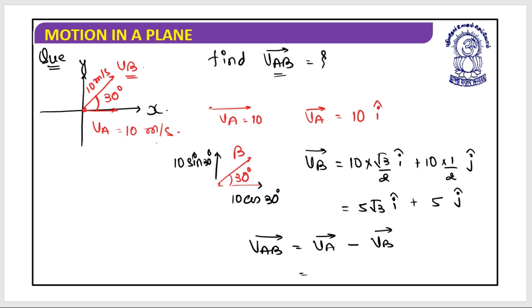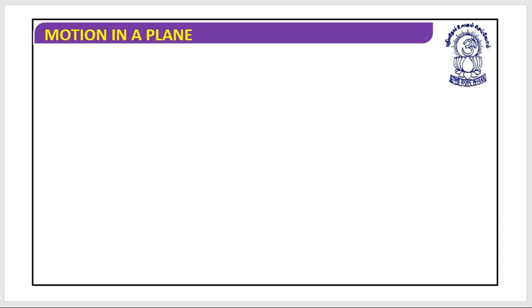Yes. So can we do this? Can you do this? It's 10 i cap minus 5 root 3 i cap minus 5 j cap. You can do the rest. This is VAB. Now one more approach, which is very critical: let's derive it for a general case.